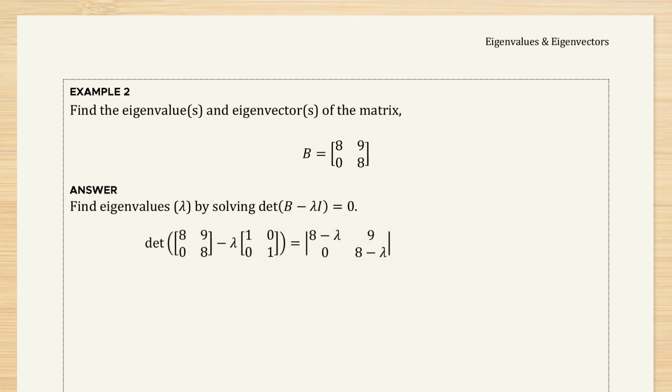This is a 2 by 2 determinant, AD minus BC: 8 minus lambda times 8 minus lambda minus 9 times 0. The 9 times 0 is just 0. Setting the determinant equal to 0, the root of this equation is lambda equals 8. In fact, it's twice. We have two of these 8 minus lambda factors, so we have lambda equals 8 twice. This means that this eigenvalue 8 has an algebraic multiplicity of 2.